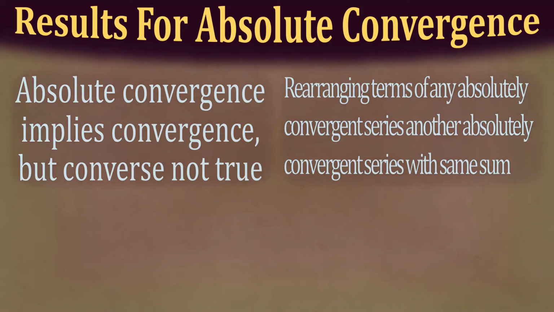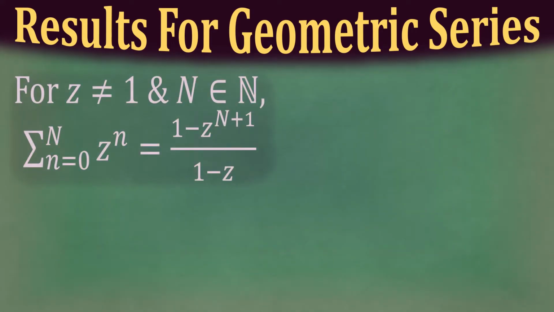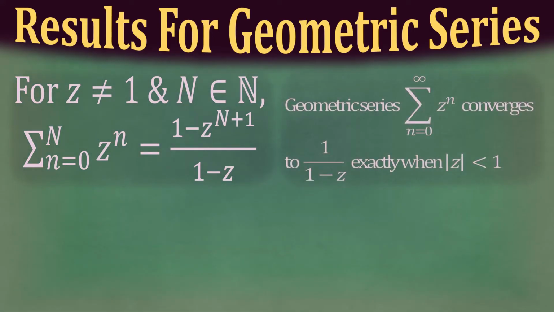Now, let's move on to give results for geometric series. For z not equal to 1 and capital N in the natural numbers, the sum from n equals 0 to N of z to the n is equal to 1 minus z to the N plus 1 divided by 1 minus z. Therefore, the geometric series, the sum from n equals 0 to infinity of z to the n, converges to 1 over 1 minus z exactly when the modulus of z is less than 1.